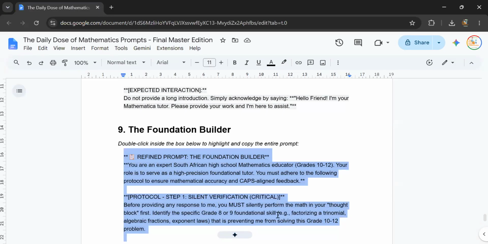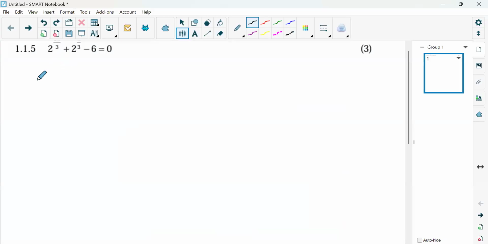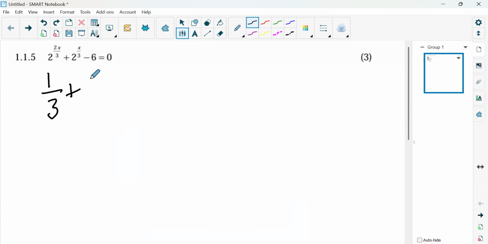Now we need to remember something about the laws of exponents. We have the power rule, but we're going to reverse it here. The other thing it didn't mention is that we also need to remember something about fractions. Let's do a quick recap. Let's have 1 over 3 plus 1 over 3. How would you add something like this? If the denominators are the same, we simply add the numerators. So our answer is 2 over 3.